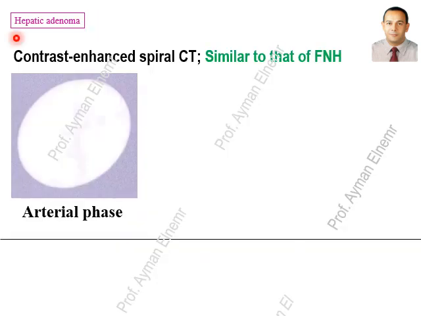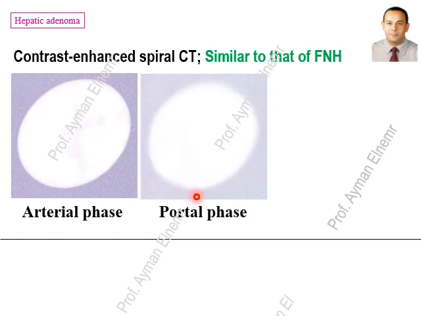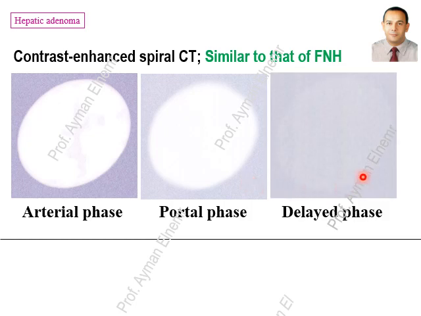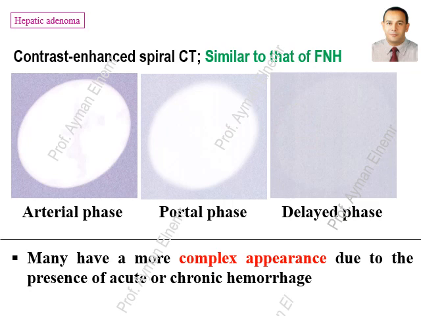By contrast-enhanced spiral CT examination, the findings are similar to those of focal nodular hyperplasia. So in the arterial phase, we can find early enhancement of the lesion with a slightly enhanced central scar. In the portal phase, the lesion exhibits washout and the surrounding liver tissue starts to enhance. In the late phase, there is a nearly complete washout, and the lesion appears iso-attenuated with the surrounding liver tissue.